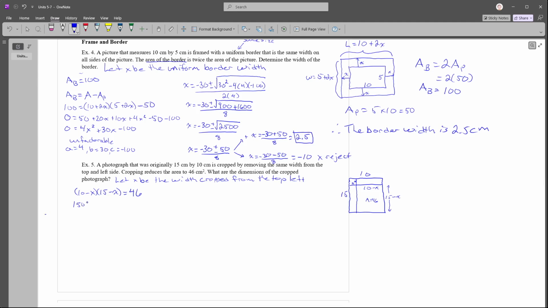So, there we go. 150. So 10 times 15 is 150. 10 times negative x gives us negative 10x. Negative x times 15 gives us negative 15x. Negative x times negative x gives us positive x squared. And then we got to bring our 46 over to the other side. So minus 46. And that whole thing is going to be equal to 0. So let's collect and simplify. So we have our x squared. And then we have minus 10 minus 15. So that's minus 25x. And then we have 150 minus 46. So that's going to be 104. 104? Yes. Yeah.